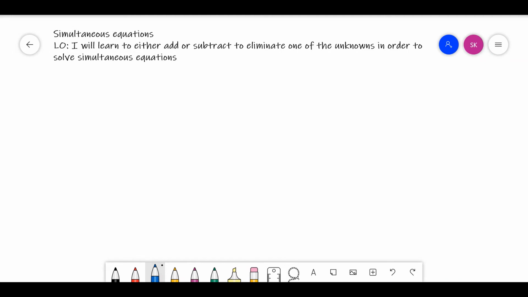We're starting out with a new topic. It's called Simultaneous Equations. In a new page in your book, write the title, write the learning objective, and pause the video so you've got time to do that. Press play when you're ready to keep going.